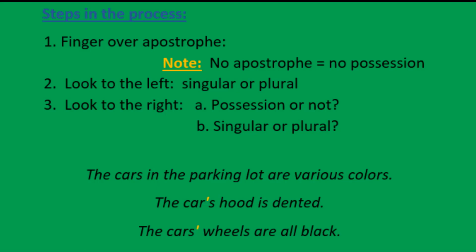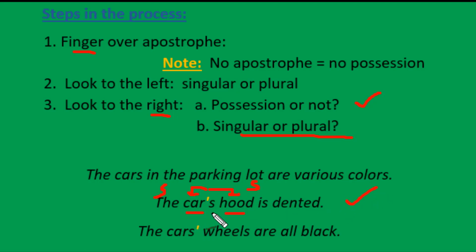The next example, the car's hood is dented. Let's go through the steps. 1, put your finger over the apostrophe. 2, look to the left, singular or plural. Here, car, it's singular, one car. Now let's look to the right. Is there possession? Does a car own or possess a hood? Yes. And is it singular or plural? In this case, hood is singular. Does that make sense? One car possesses one hood, and that hood is dented? Yes.